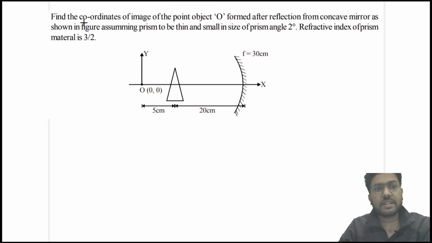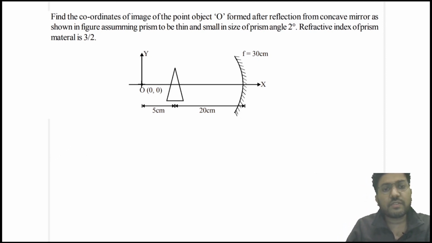In this question it is given: find the coordinates of the image of the point object O formed after reflection from the concave mirror as shown in the figure, assuming the prism to be thin and small in size, and the angle of the prism is 2 degree. The refractive index of the prism material is 3 by 2. So first of all, you know that for image formation from a thin prism, the distance between the object and the image is given by d is equal to A delta, and that is equal to 5.